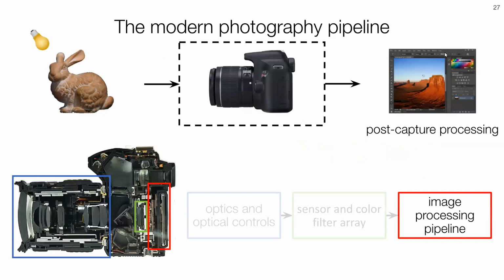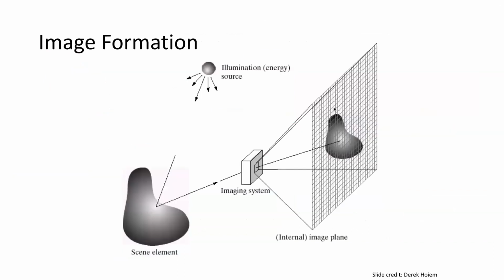And the last part of the image formation process is the image processing pipeline, which is the one that we're going to focus on today. This is the stuff where, okay, now you have ones and zeros, this binary representation of the image, and you want to do stuff to it to make the image nice and appealing.